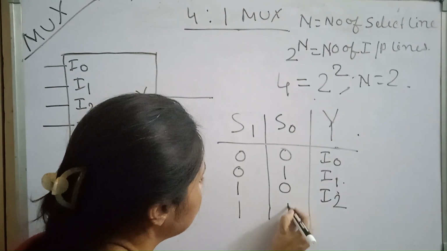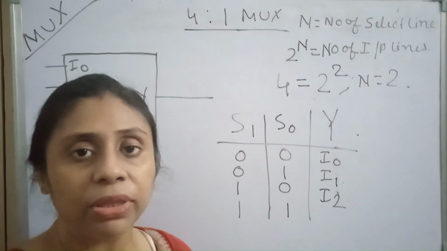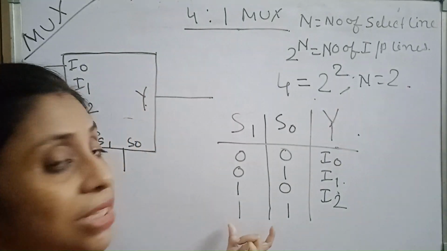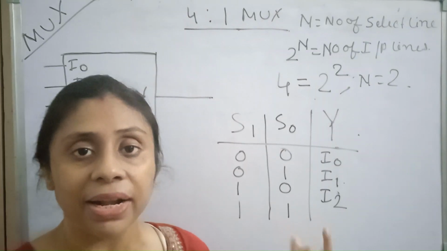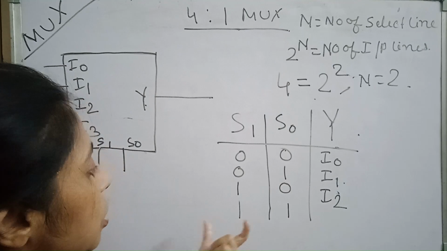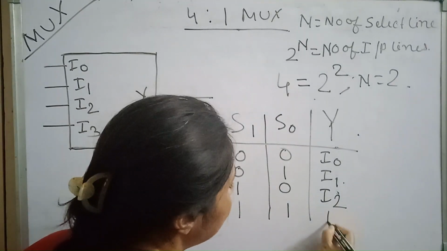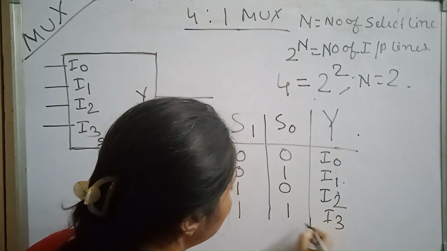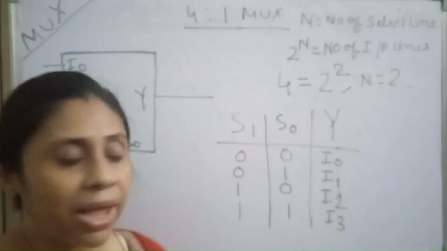Now in case of 1, 1, if S1, S0 are both 1, 1, then what is the decimal equivalent of 1, 1? That is 3, right? So I3 will be selected and Y is equal to I3. Right?